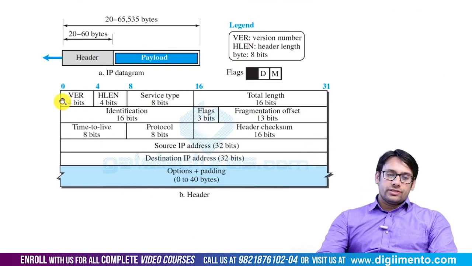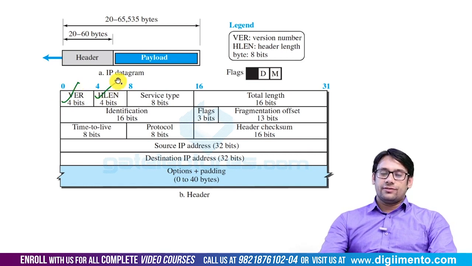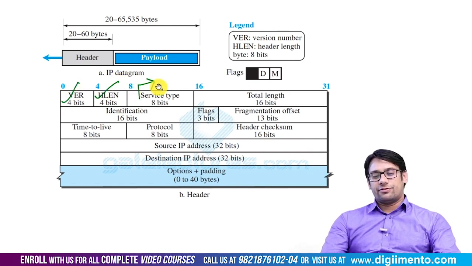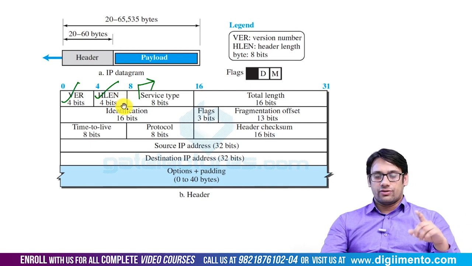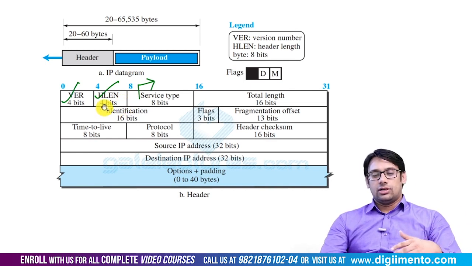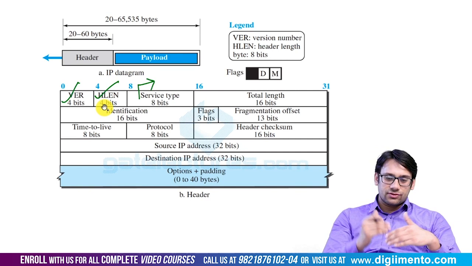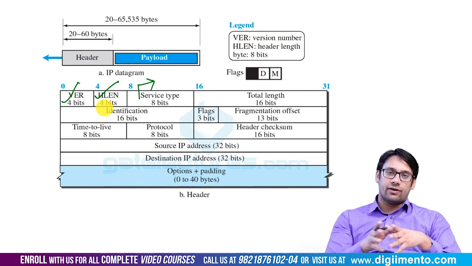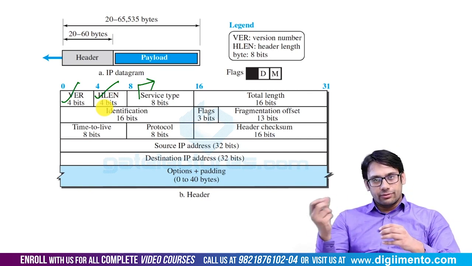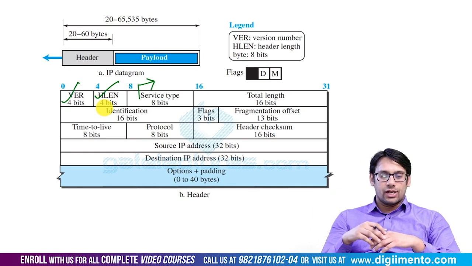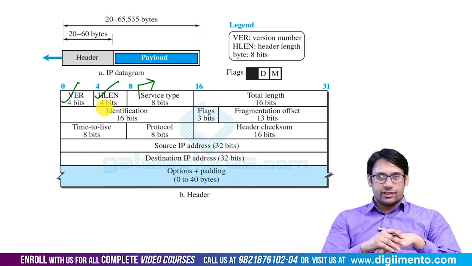So we know what is a version field. We know what is a header length field. For the service type field, I have created a separate video. Just go and watch that video. Right now, within this video, you don't need to study the service type field. But after this video, I've added one more video that I have recorded earlier, where I have specified the service type field.